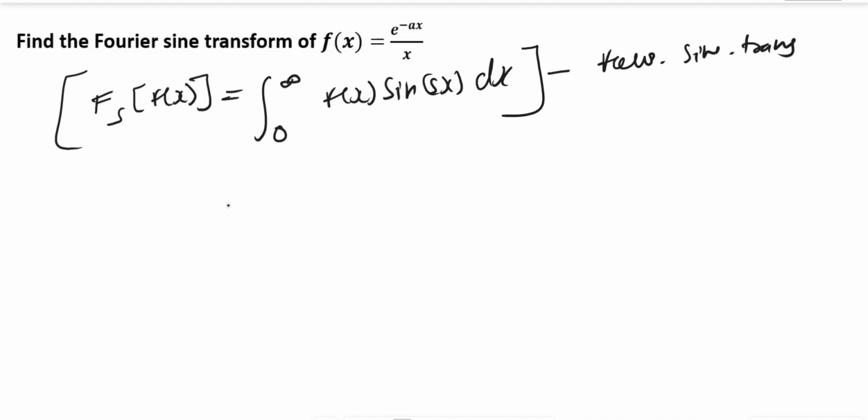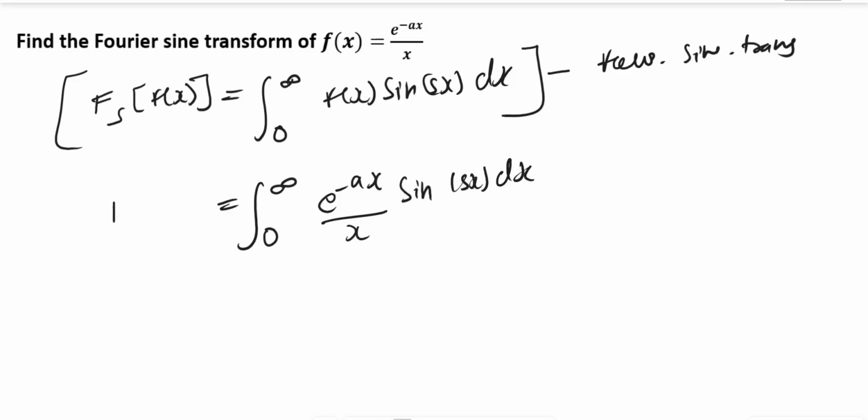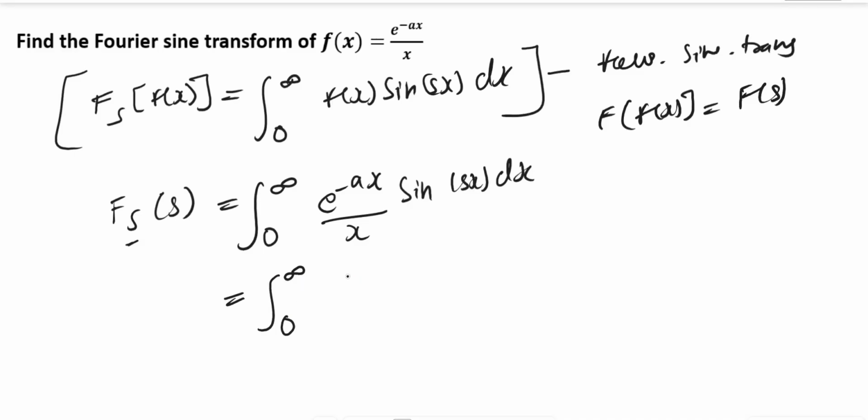So, using this formula, this will become the integration from 0 to infinity. Put the value of f(x), which is e raised to the power minus ax divided by x, sin sx dx. And it is the value for F(s). Since Fourier transform of a function f(x) is F, for sine transform we use F_s here. So, it is the integration from 0 to infinity of e raised to the power minus ax divided by x, sin sx dx.